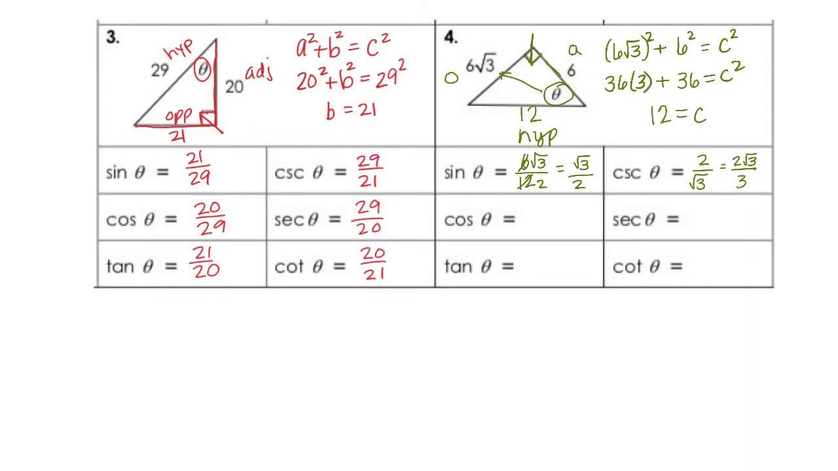Cosine is going to give us 6 over 12. And that's going to be 1/2. And so the reciprocal is 2. And then tangent is going to be our opposite over our adjacent. So that's going to be 6 root 3 over 6. And so that's going to give us root 3. So the reciprocal is going to be 1 over root 3. And once we rationalize that, we're going to have root 3 over 3.